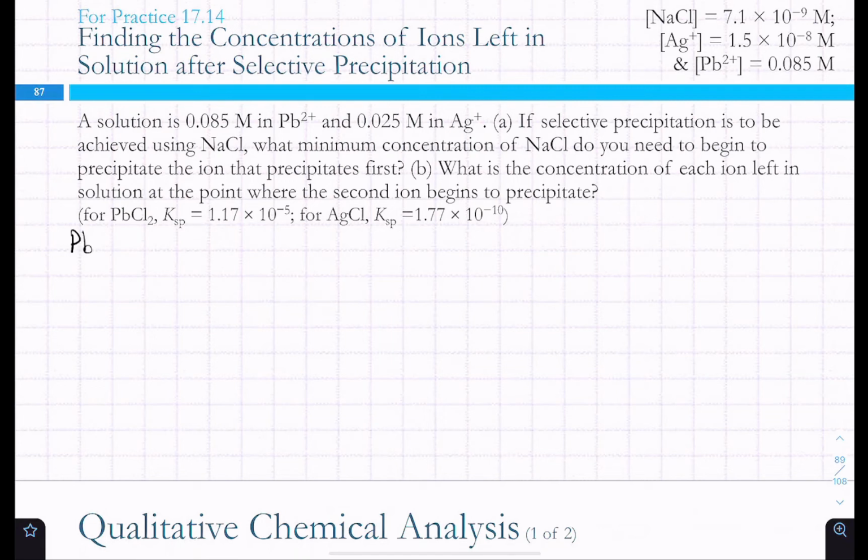So I'm going to do lead chloride. This is going to be 1.17 times 10 to the minus 5 equals, this is going to end up being 4s cubed. Because we're going to do an ice table, and it's going to be plus s, and plus 2s, and the plus 2s is squared. And then we'll take 1.17 e to the minus 5 divided by 4, and then the cube root. So molar solubility is going to be 1.43 times 10 to the minus 2.